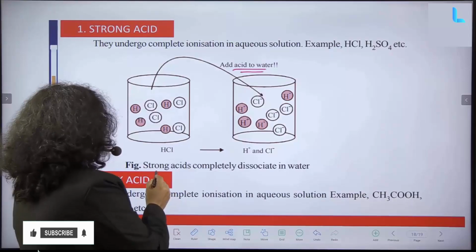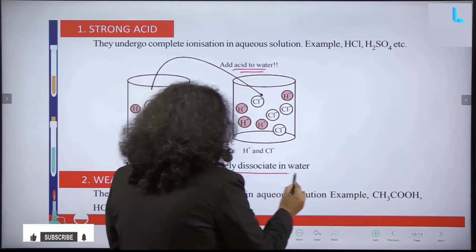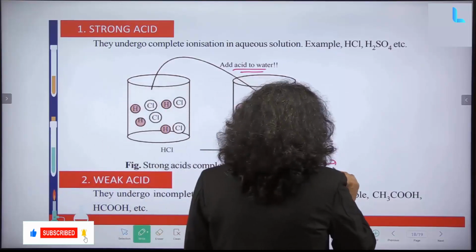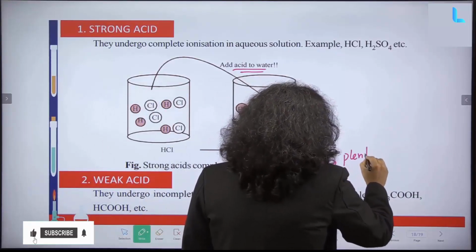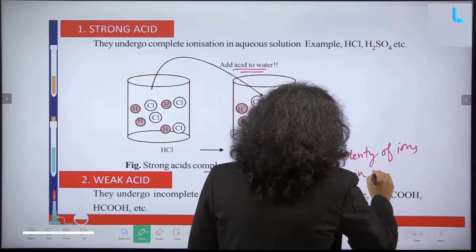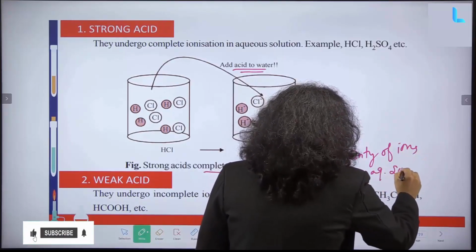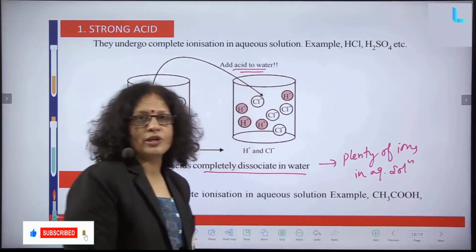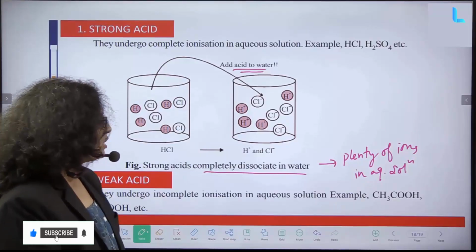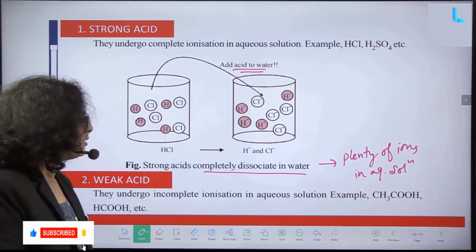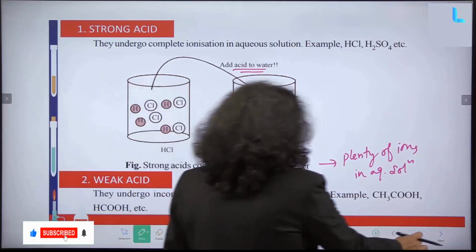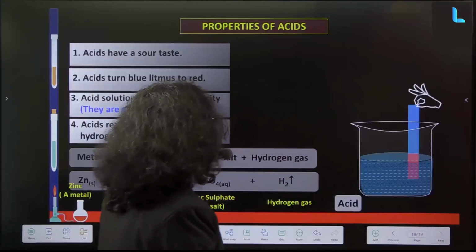So it is clear, what is a strong acid? A strong acid completely dissociates in water. Because of complete dissociation, there will be plenty of ions in solution. In aqueous solution, aqueous means solution in water, weak acids undergo incomplete ionization. So because of that, the number of ions will be less. Why? Because their reaction is incomplete.